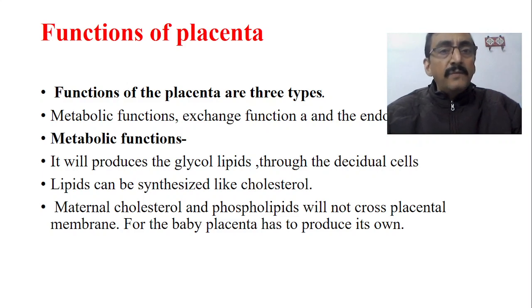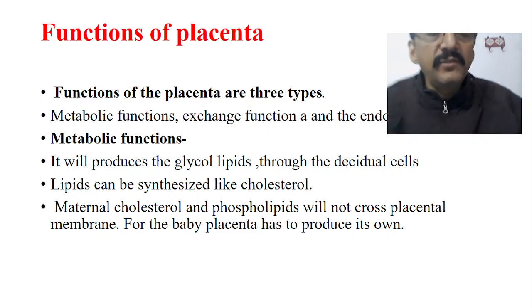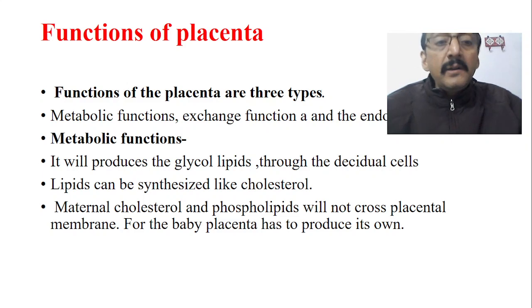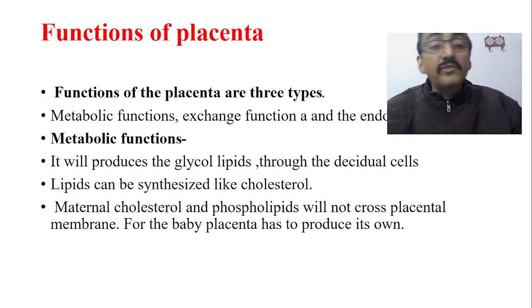Now, what are the metabolic functions? It will produce glycolipids through the decidual cells. Decidual means the uterine endometrium. So lipids like cholesterol can be synthesized. Maternal cholesterol and phospholipids will not cross the placental membrane. For the baby, the placenta has to produce its own. This is very important.